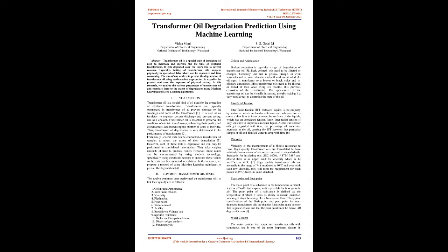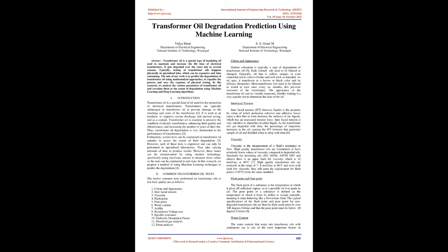Fortunately, several tests can be conducted on transformer oil samples to assess the extent of their degradation. However, each of these tests is expensive and can only be performed in specialized laboratories. They take varying amounts of time to produce results. However, these issues can be circumvented by using modern technology, specifically using electronic sensors to measure these values so the tests can be conducted in real time. In this research, we propose a method of using machine learning techniques to predict the degradation for 2 common transformer oil tests.